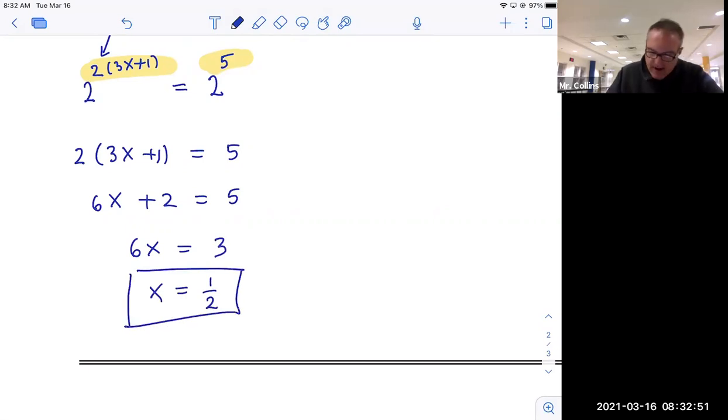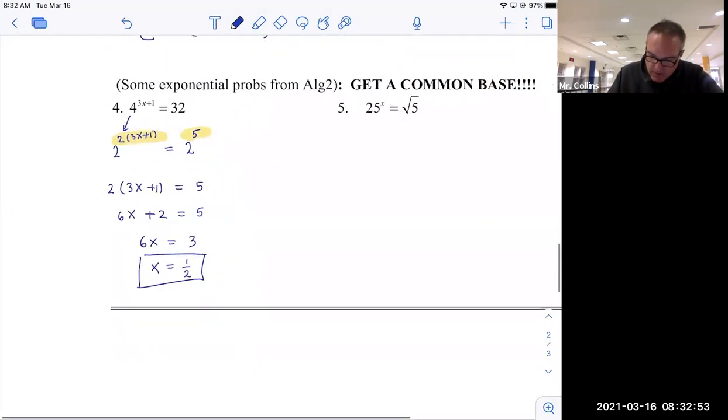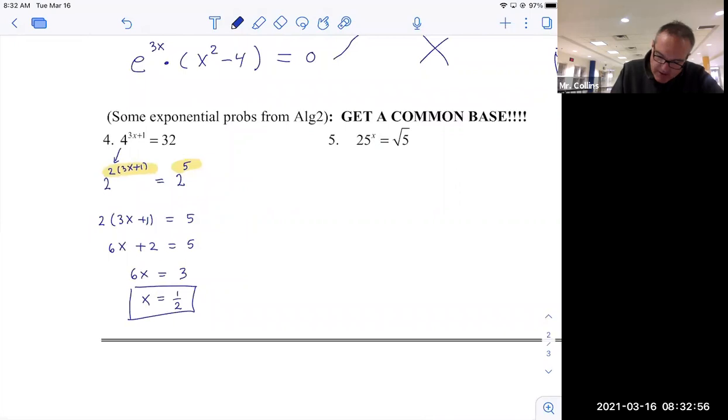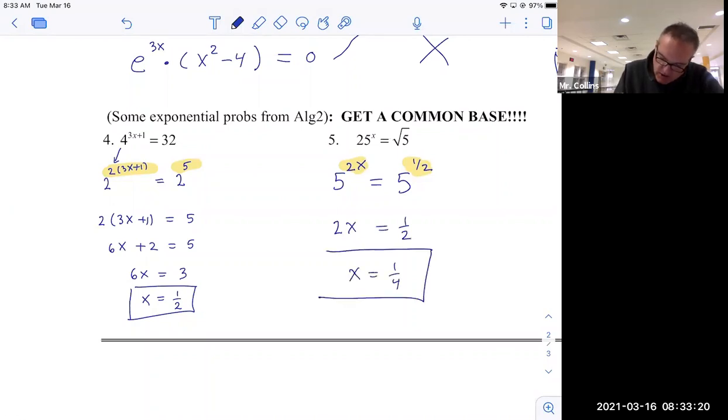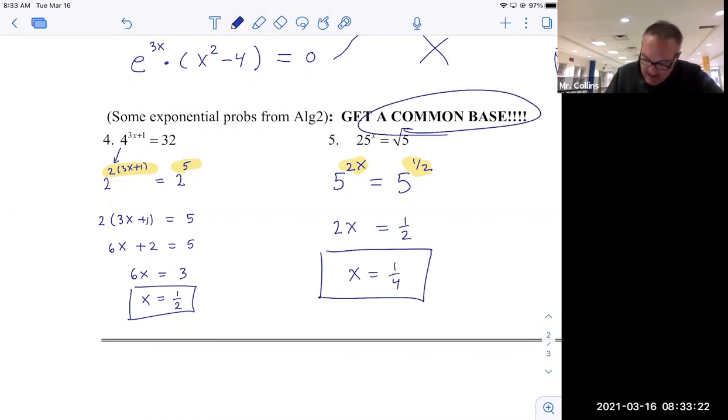And again, I'm going kind of fast. Feel free to use the pause and rewind button. Same thing over here. This is obviously a common base of 5, so that's 5 squared. We still have an x up top. And don't forget, square roots are the 1/2 power, so that's 5 to the 1/2. Once you get a common base, you can set the exponents equal. So 2x would be 1/2, and if I divide by 2, x is 1/4. So, when possible, get a common base.